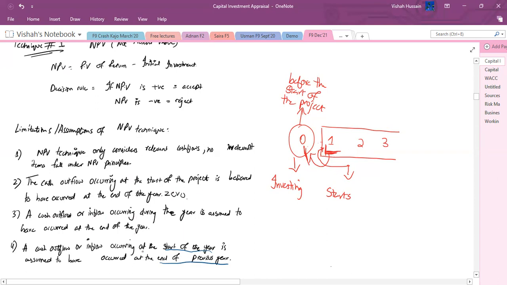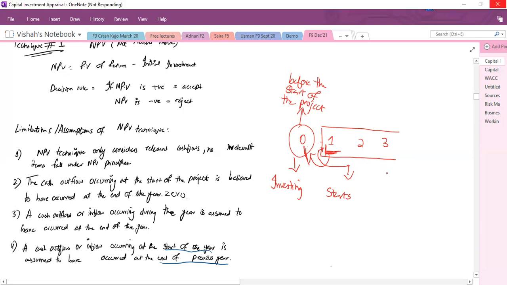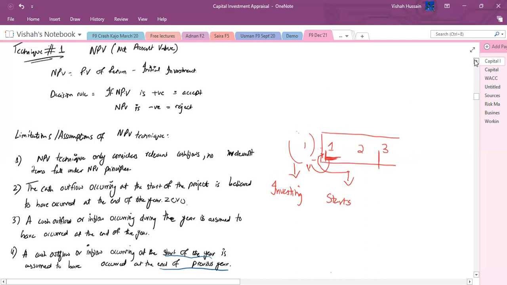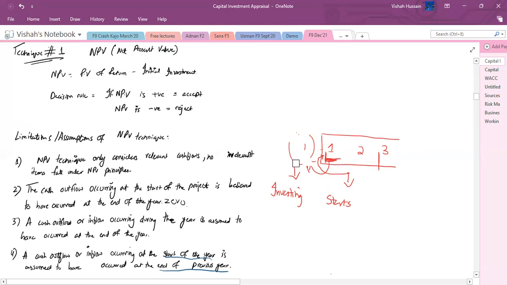A cash outflow or inflow occurring at the start of the year is assumed to have occurred at the end of the previous year. So if somebody says that, okay, there is a cash inflow coming at the start of year three, it is going to be mentioned at the end of year two. All clear? I want you guys to copy this down. Then we'll move towards smaller examples.